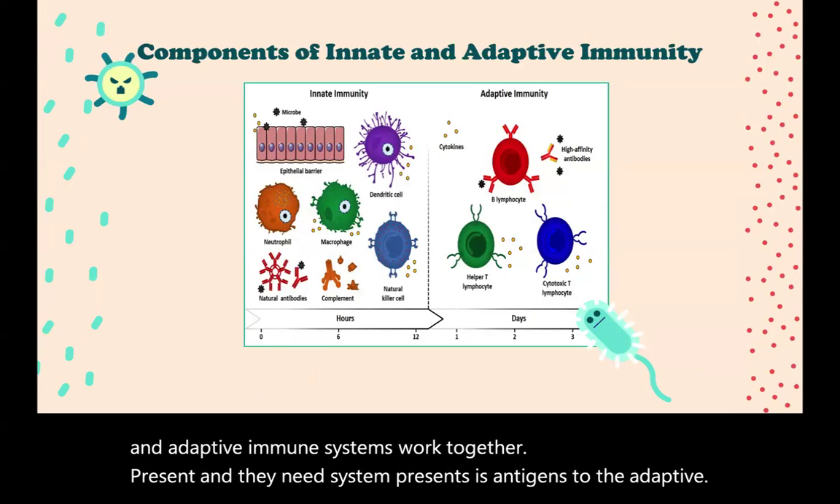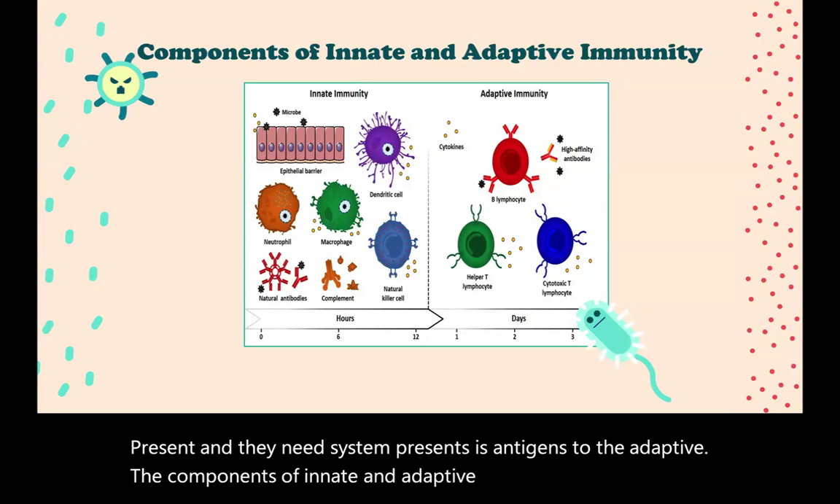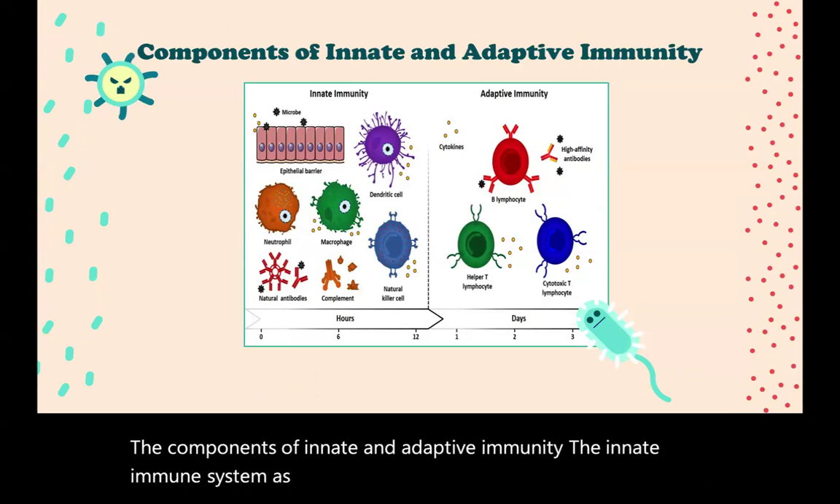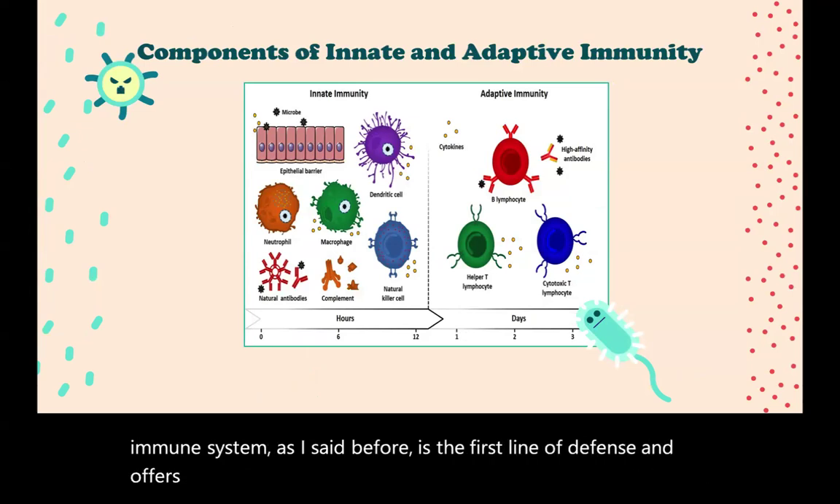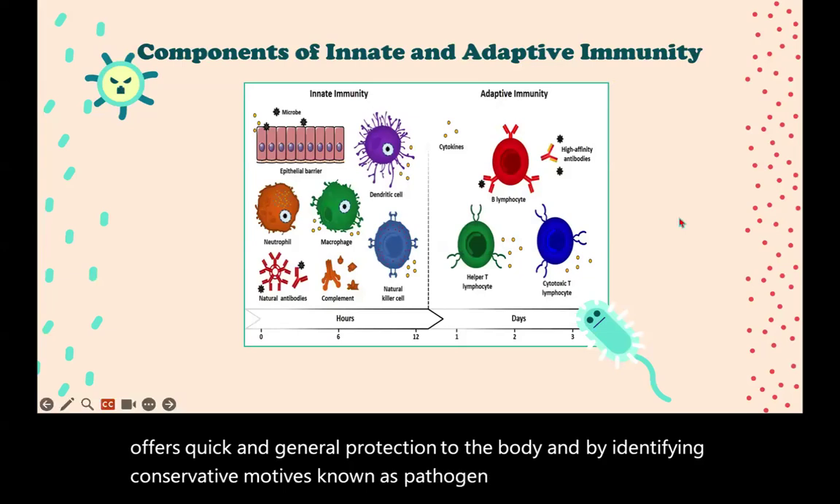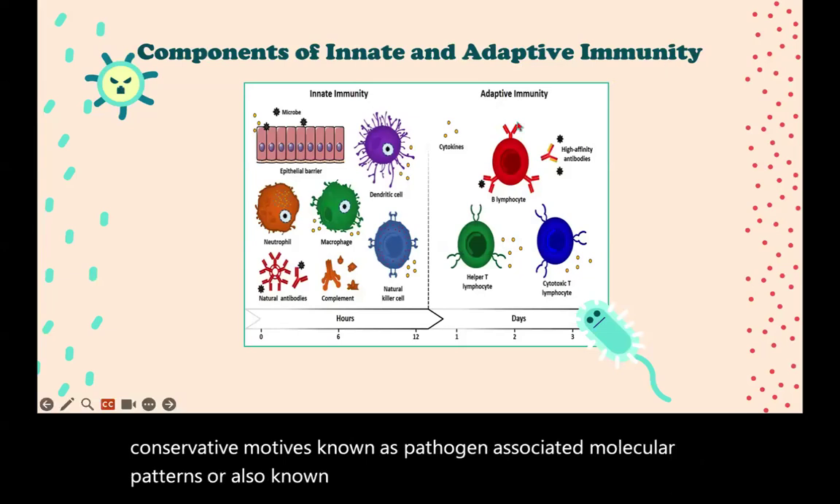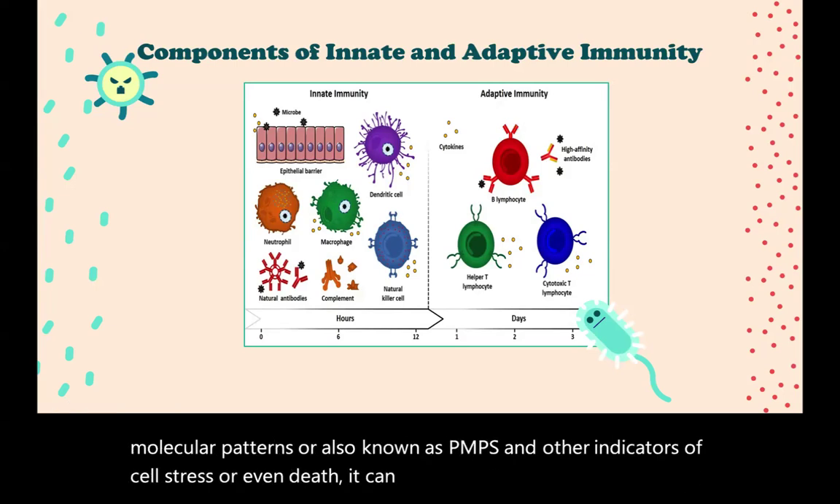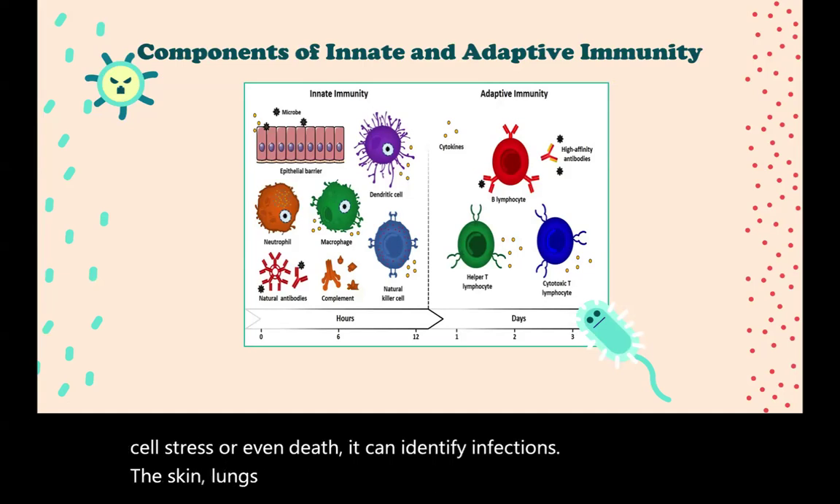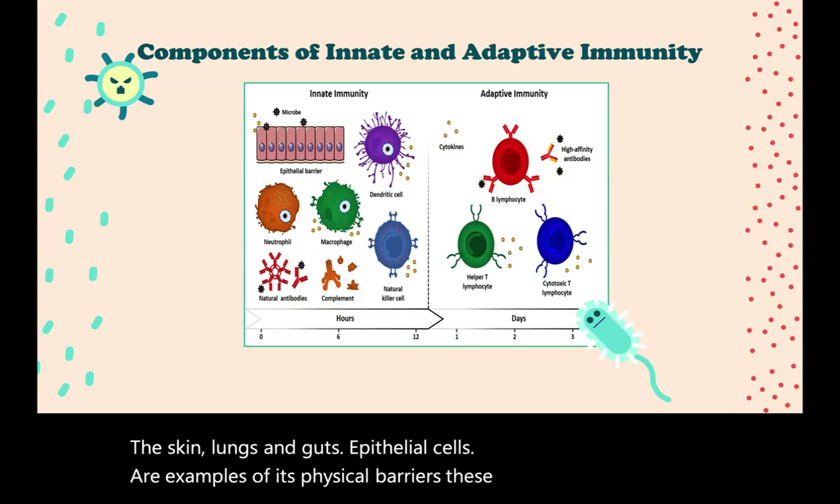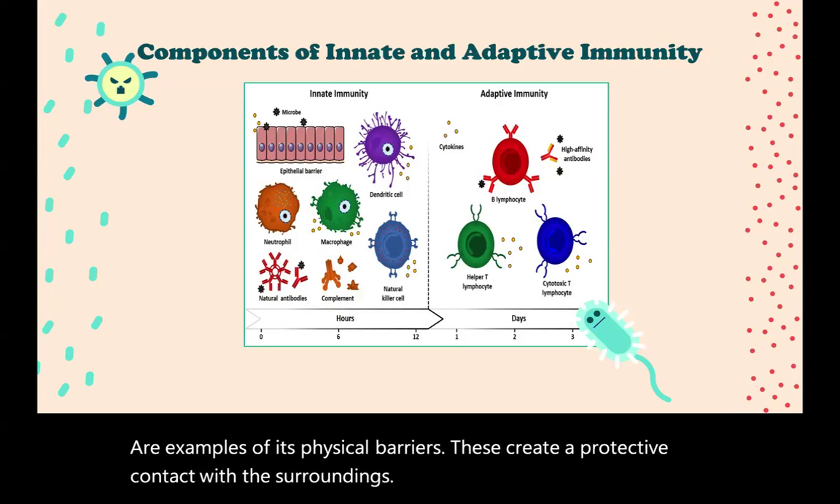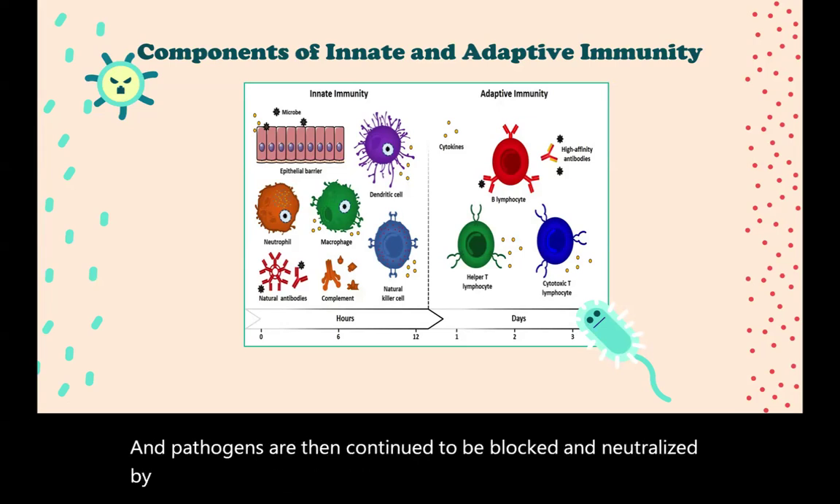The components of innate and adaptive immunity. The innate immune system, as I said before, is the first line of defense and offers quick and general protection to the body. By identifying conserved motifs known as pathogen-associated molecular patterns, or PAMPs, and other indicators of cell stress or even death, it can identify infections. The skin, lungs, and gut epithelial cells are examples of its physical barriers. These create a protective contact with the surroundings, and pathogens are then blocked and neutralized by chemical barriers such as stomach acid and antimicrobial peptides.